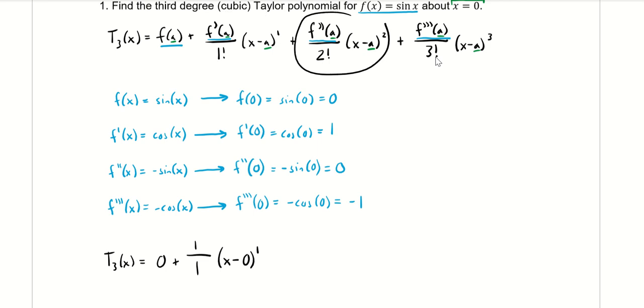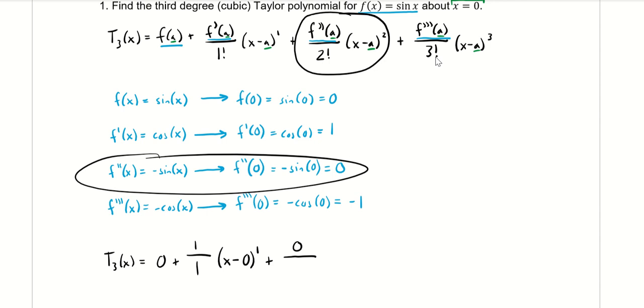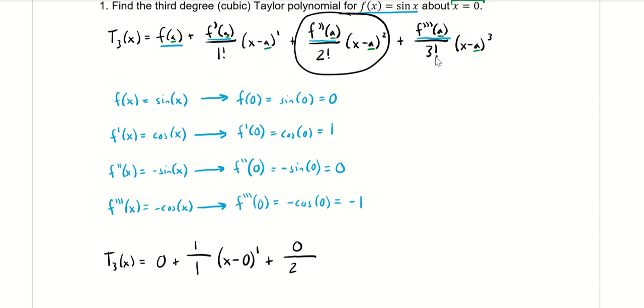Here is where I think I messed up. So this is now my second derivative. My second derivative is 0. So if you were following along earlier and you're like, wait, I think you did that wrong, you're correct. I did that wrong. That's 0, my second derivative, over 2 factorial. 2 factorial is 2 times 1 times x minus 0 squared.